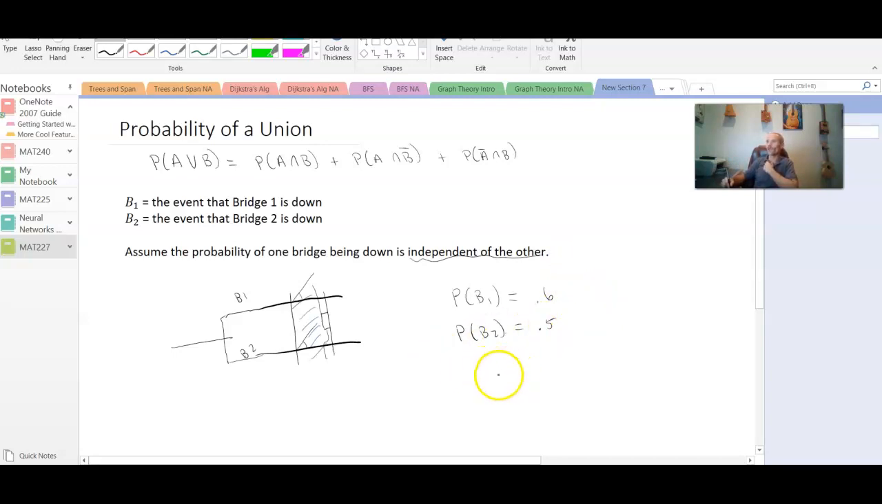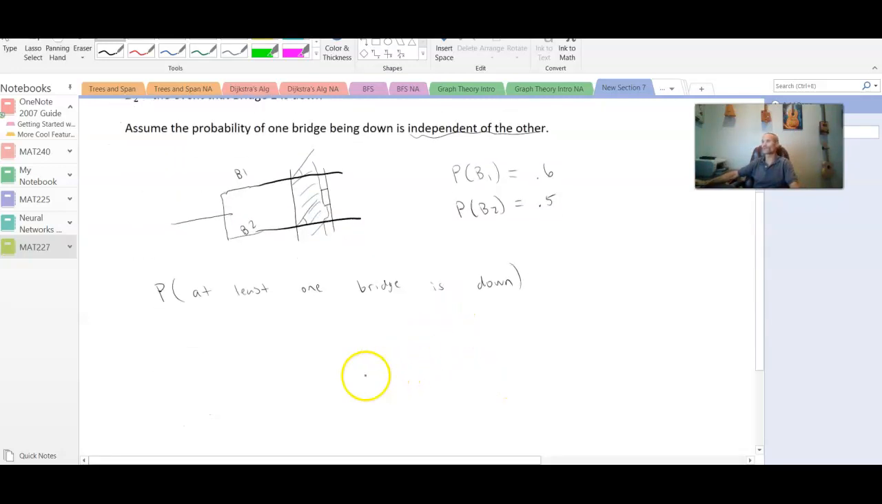And what do we want to know? Well, we want to know what's the probability that you get there and at least one of the bridges is down. At least one bridge is down. Well, one way we could do that is we could say that's 1 minus the probability that they're both up, and that means if we take away the likelihood that both of them are up and therefore letting boats through, we take that away from 1, then that's going to give us the percentage of times that at least one of those two bridges is down. But I want to approach this in a slightly different way.